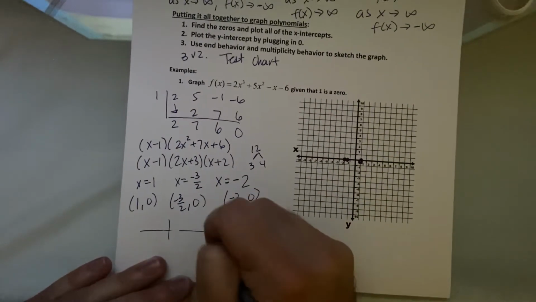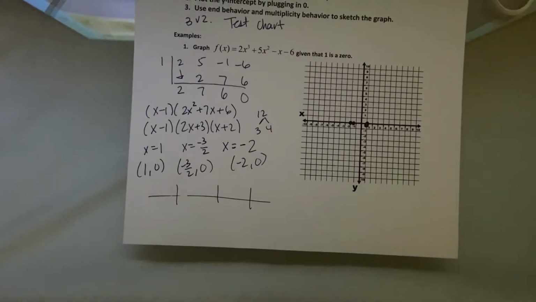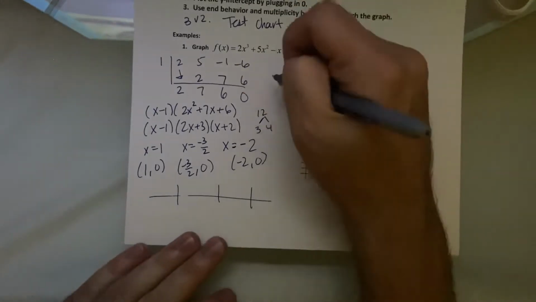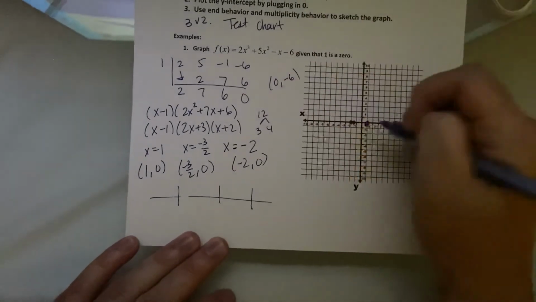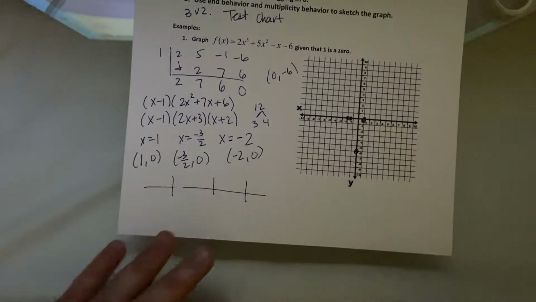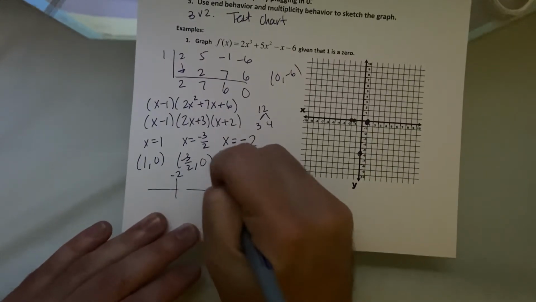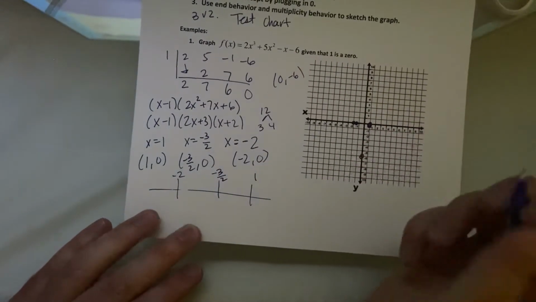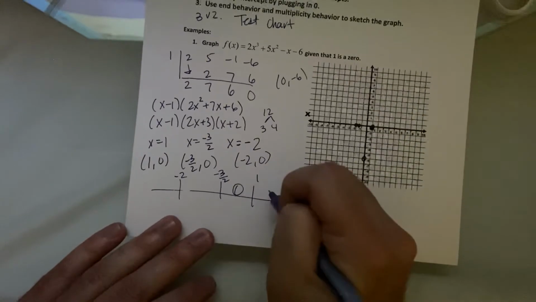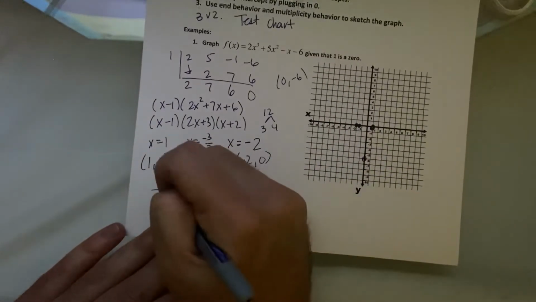Remember when we did positives and negatives in chapter 1? To see if it's positive or negative, we can use that to sketch. I know also when I plug in 0, I get negative 6. Because when I plug in 0 up here, the only thing that's left is the constant. So if I put these in order, negative 2, negative 3 halves, and 1, I can take numbers between them that are easy, 0, 2. There's not anything easy here, but we'll talk about it in a second.